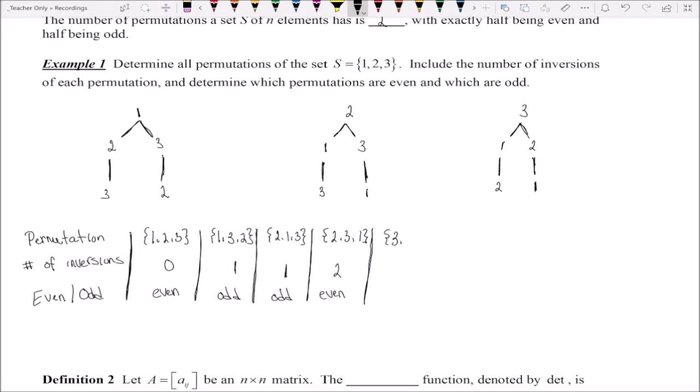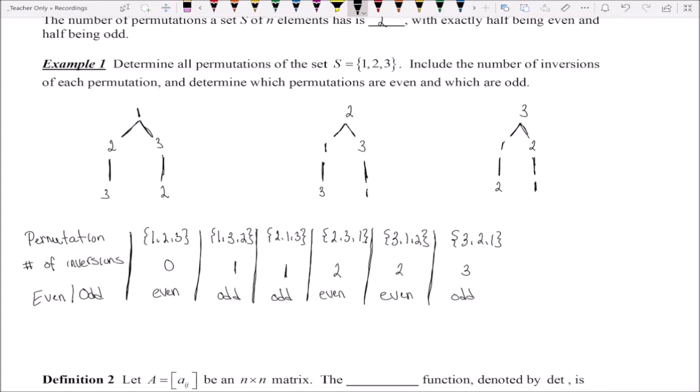Next, we have 3, 1, 2. So 3 precedes 1 and 3 precedes 2. This gives us two inversions, making this even. And finally, we have 3, 2, 1. Right, so 3 precedes 2, 3 precedes 1, and 2 precedes 1. This gives us three inversions, making this permutation odd.